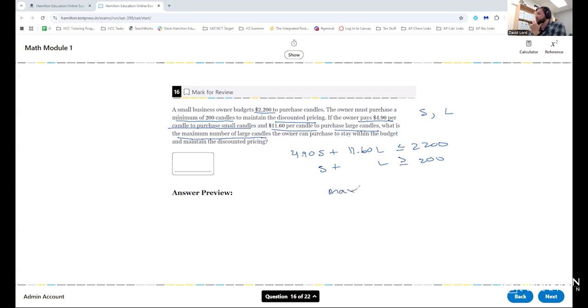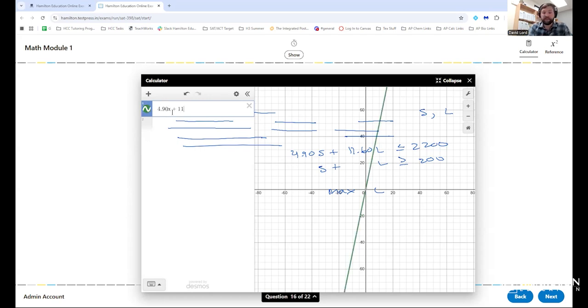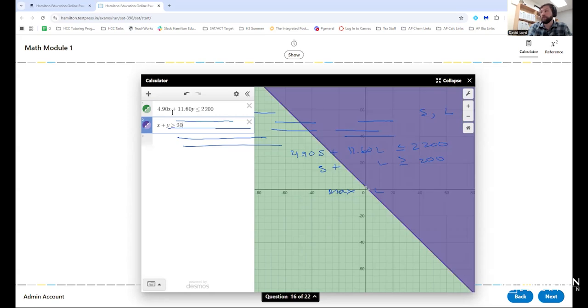So we want to find the max amount of large, so they can stay within the budget and maintain the pricing. So, all right. A very good way of solving these problems is to actually use Desmos to do a system of graphing. So now instead of using S and L, I'm going to use X and Y. So X is my small and Y is my large. So 4.90X plus 11.60Y is less than or equal to 2200. Next, X plus Y is greater than or equal to 200.